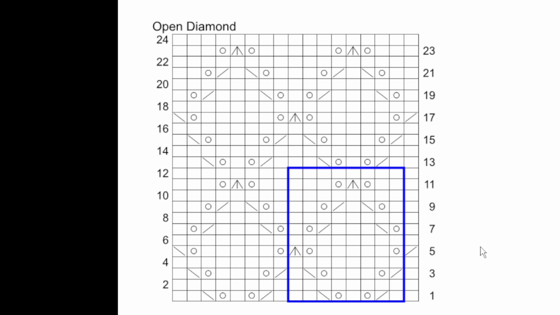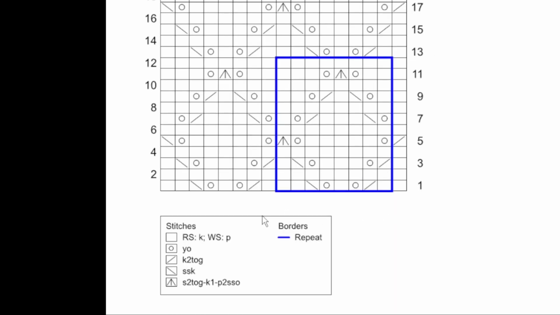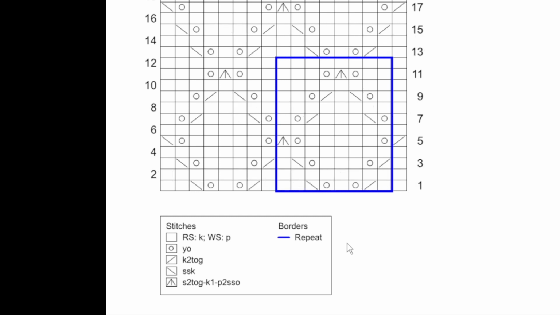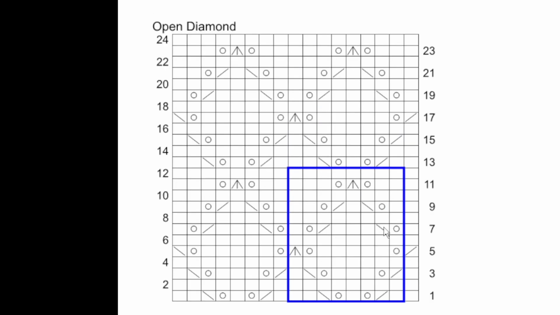Really, with any chart, you need to make sure you look at the key. There should always be a key included. And so pay close attention to what the key tells you the different symbols mean. This chart has right-leaning single decreases, a knit two together, and left-leaning single decreases, an SSK, and a double decrease, a center double decrease in this instance right here, indicated by this symbol. The yarn overs are circles, and knit stitches are indicated by a blank box.